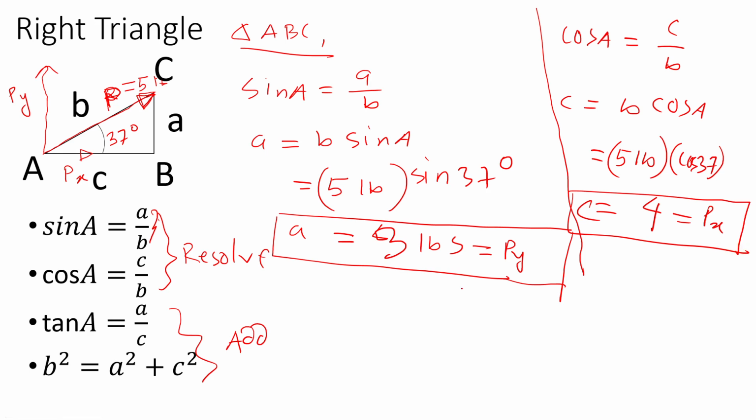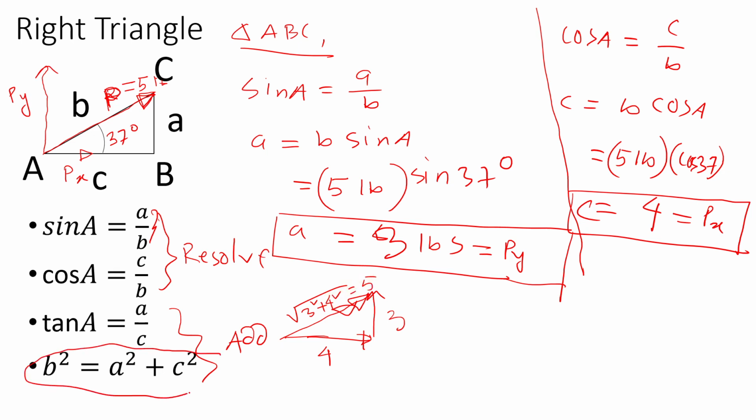Very simple technique. Now, if you have to go back and add, let's say you are given the x-axis force and the y-axis force. So x is given as 4, y is given as 3, and you're trying to find the resultant. Simply, you can apply the same Pythagorean formula. So this would be the square root of 3 squared plus 4 squared, which is equal to 5. We apply this formula to add the forces.